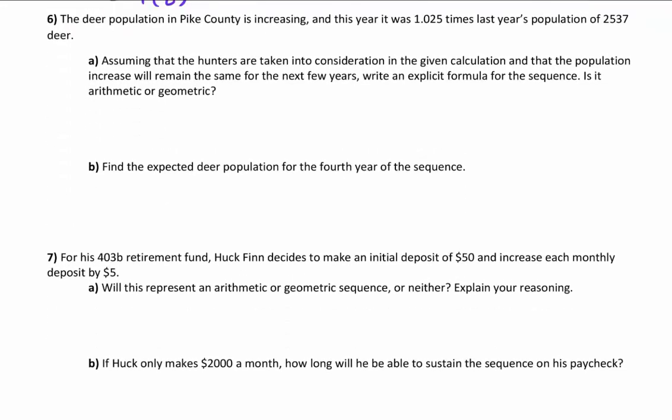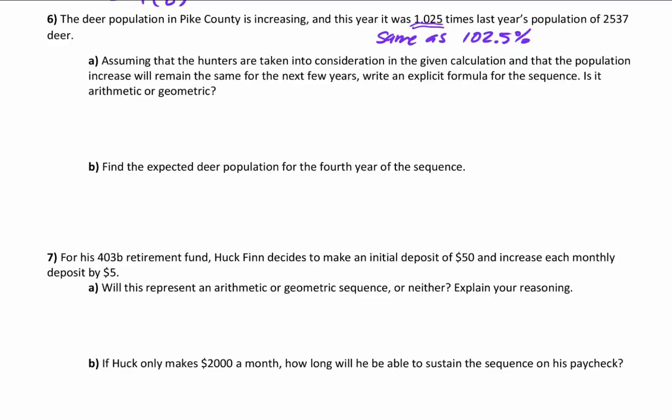All right, with that problem done, let's travel to number 6. It says the deer population in Pike County is increasing, and this year it was 1.025 times last year's population of 2,537 deer. So just to keep re-emphasizing, this decimal is the same as 102.5%. So you take the percentage and you move the decimal 2 spots over. That's how you get the numeric value.